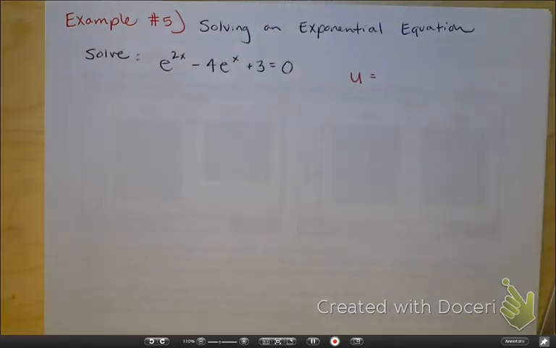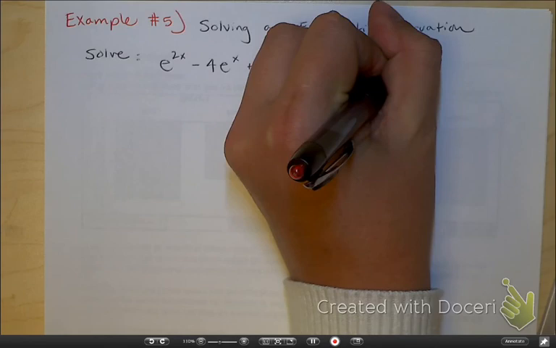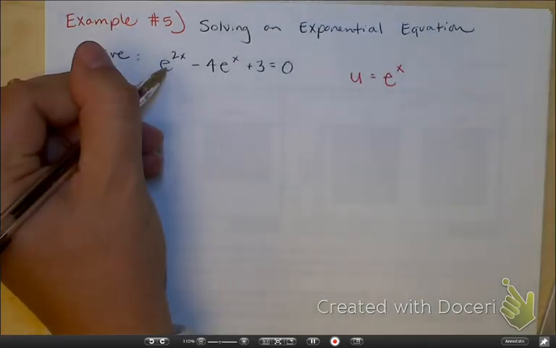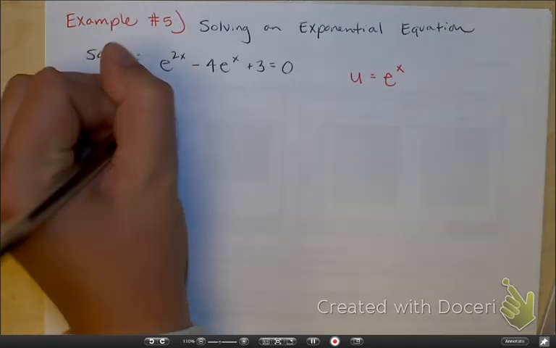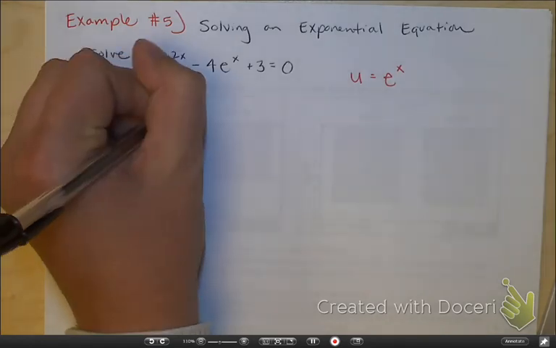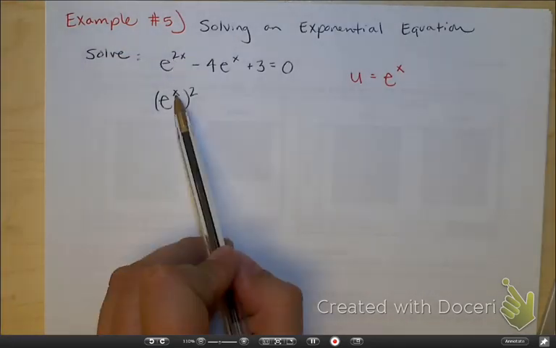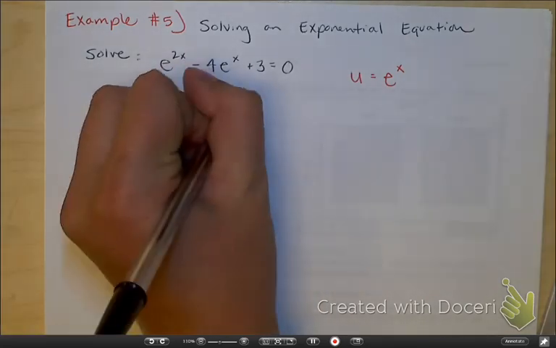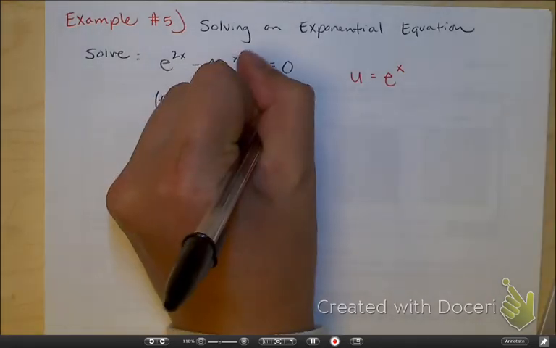So we're going to set u equal to some exponential function to kind of look at it in a different way. I'm going to set u equal to e to the x. And we're going to look at how that alters this expression. So I have e to the power of 2x, or in other words, this is the same thing as e to the power of x squared, because the property of exponents says that you would multiply those. So 2x is the same thing as x, and then we'll have the 2 on the outside. Minus 4 times e to the power of x, and then plus 3 equals 0.